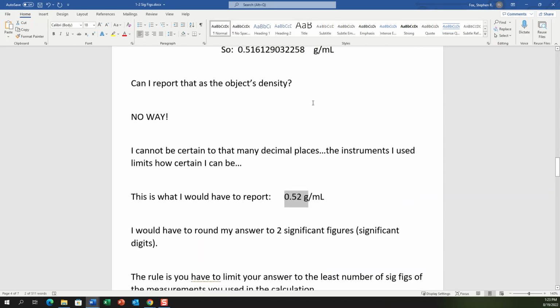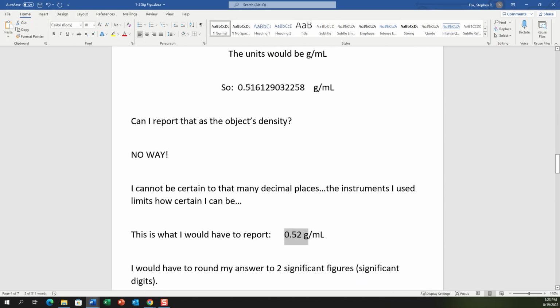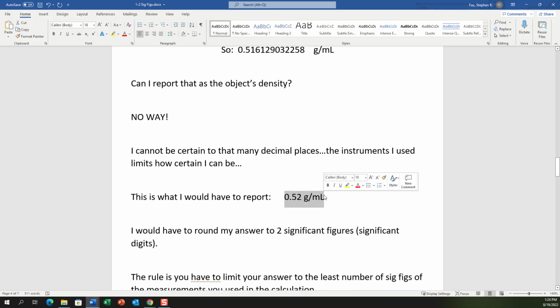So again, if we go back up to what the calculator said, 0.516, but I know I only need 2 sig figs. So I go to my first 2 sig figs, 0.51, those are my 2 significant figures there, and then I would use the third to round up or down. So 6 rounds the 1 up to 2, so that's why it's 0.52. So that's what I would have to report.